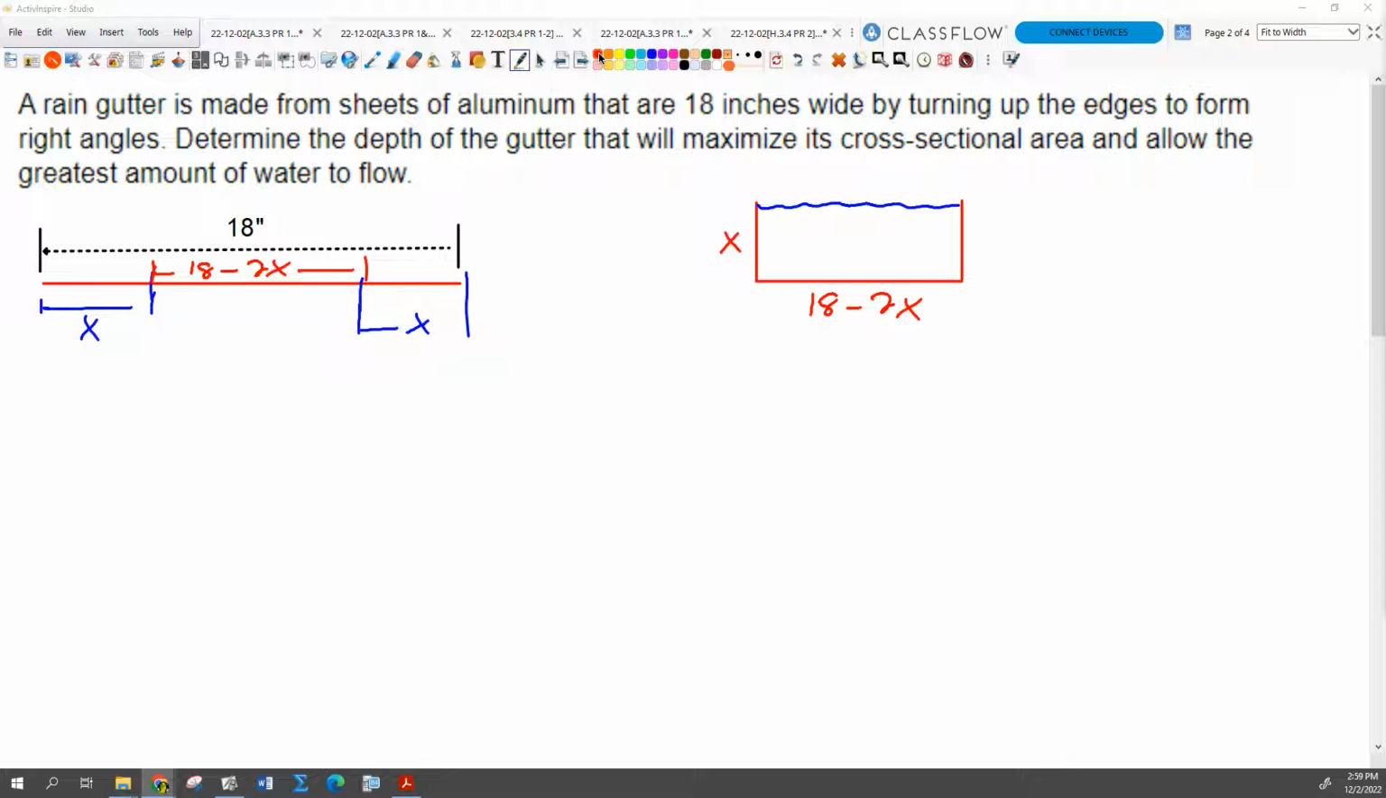Okay. Good. All right, so we want to maximize the cross-sectional area, so we need to have some kind of an area equation here. Okay, well, what's the cross-sectional area? That's no big deal. How do you calculate the area of a rectangle? You just multiply length times width, don't you? So x times 18 minus 2x is the area. Everybody agree?